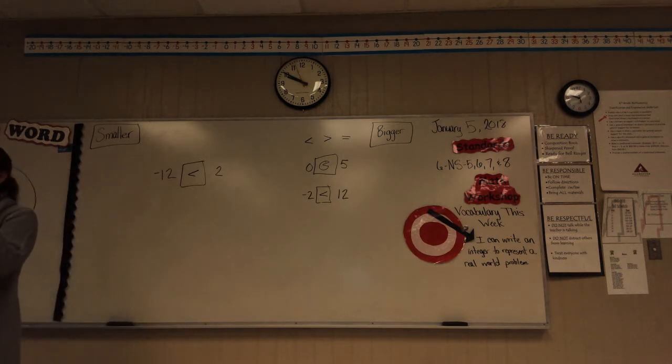Now, what gets kids confused is this. Your eyeballs, the first thing they jump on is the number 12. And they go, oh, 12 is bigger. But negative 12 is smaller. It's not the same. Okay? 12 and negative 12.